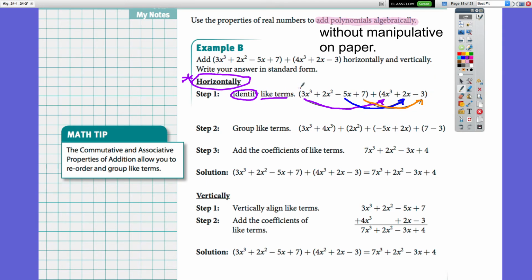So again, another method we could do is very similar to what we did in the first lesson, where I use different colors around the like terms. You could also maybe use different shapes. So I put a square around the cubes. I circled the squares. I'm going to underline the x values and maybe even put a triangle around the constants. That helps us see that there are more than just the like terms, but there are also other terms that are left by themselves. So from here, we group the like terms.